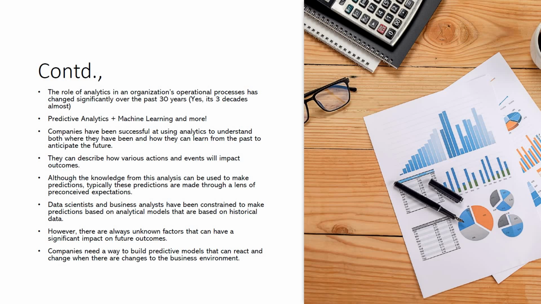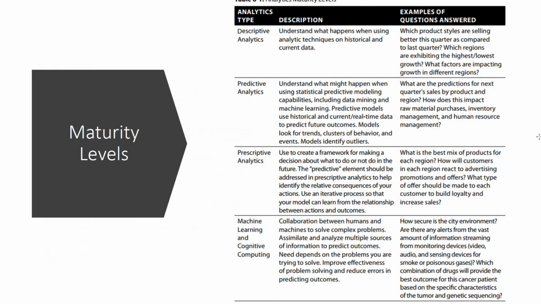That's a problem. Data scientists and business analysts have been constrained to make predictions based on analytical models that are obviously based on historical data. This is a very strong constraint. But however, there are unknown factors that can also have an impact on future outcomes. You may have to think about that as well. So companies now need a very strong way to build predictive models that can react and change when there are changes in the business environment. This is a very important aspect to understand. Not just the historical data, not just the past, there are other things that can also influence the future, and that's what we need to take care of also.